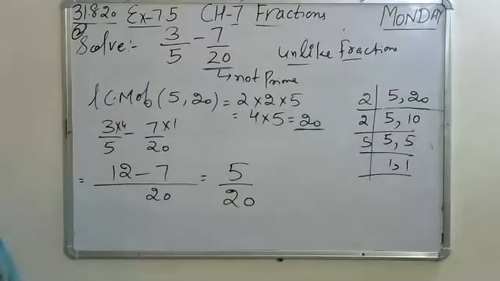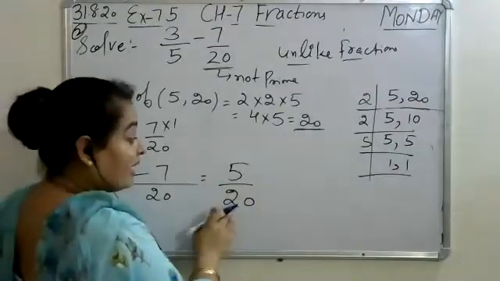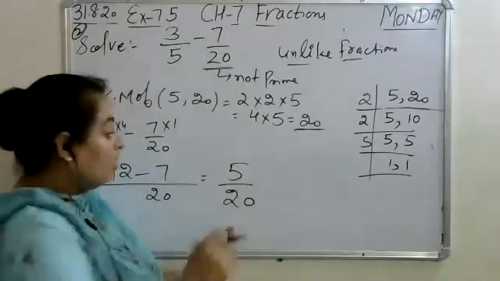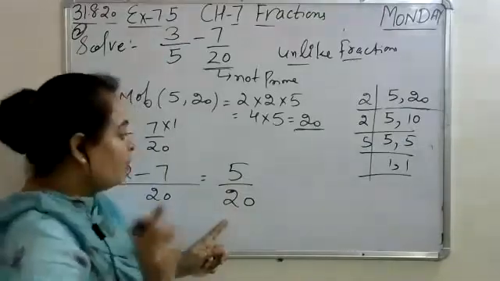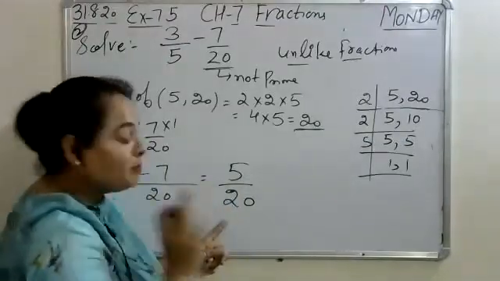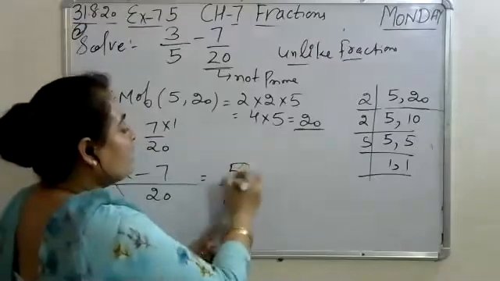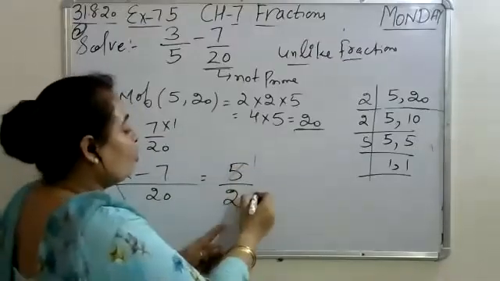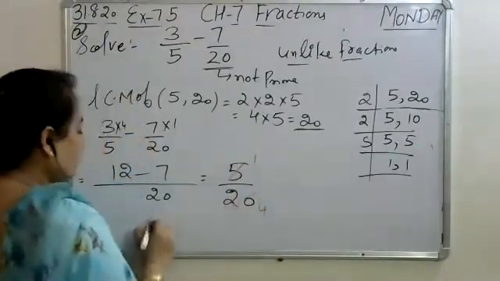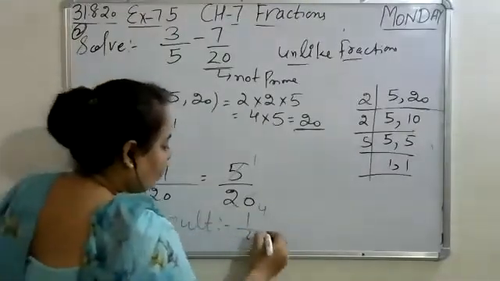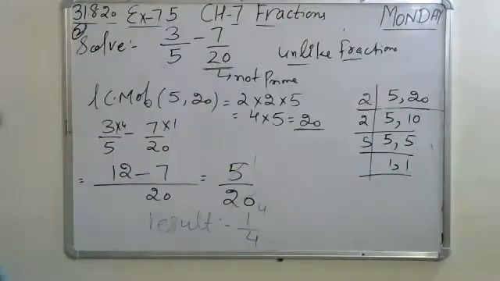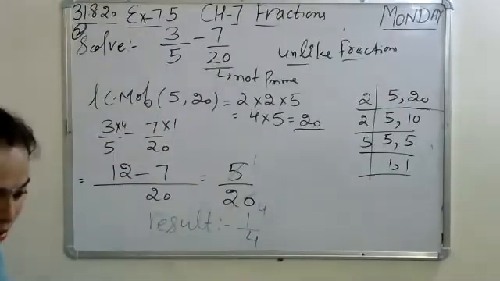Very good, Akshara. Good response. Well done, Sanya. Cancellation, because cancellation is possible here. 5 by 20 is not the final result because cancellation is possible in the table of 5. 5 ones are 5, 5 fours are 20. So in the result, you will write 1 by 4. So this is the way to solve these kinds of sums. Very good.